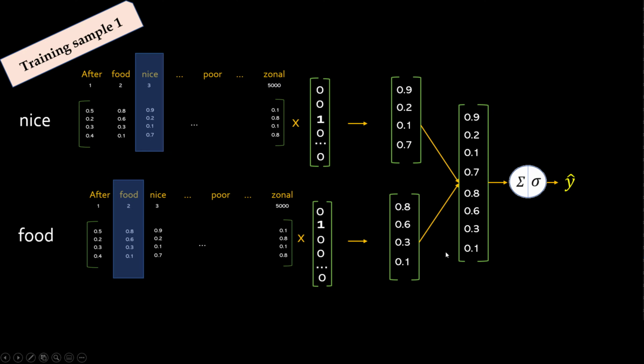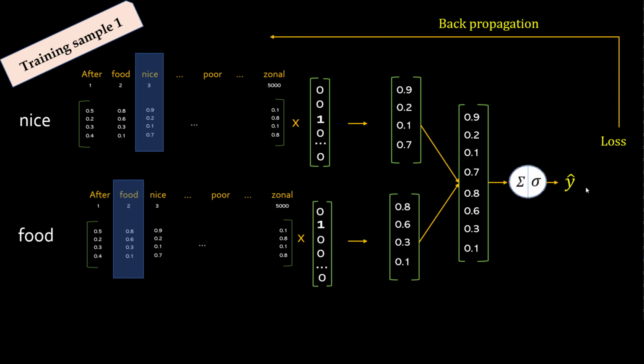Then you feed it to a sigmoid function. It's like a single neuron sigmoid function, which will give you y hat, which is y predicted. You compare it with your y truth. Nice food is a positive review, correct? So you compare y hat with your positive review, which is 1. Then you get the loss and you backpropagate that loss.